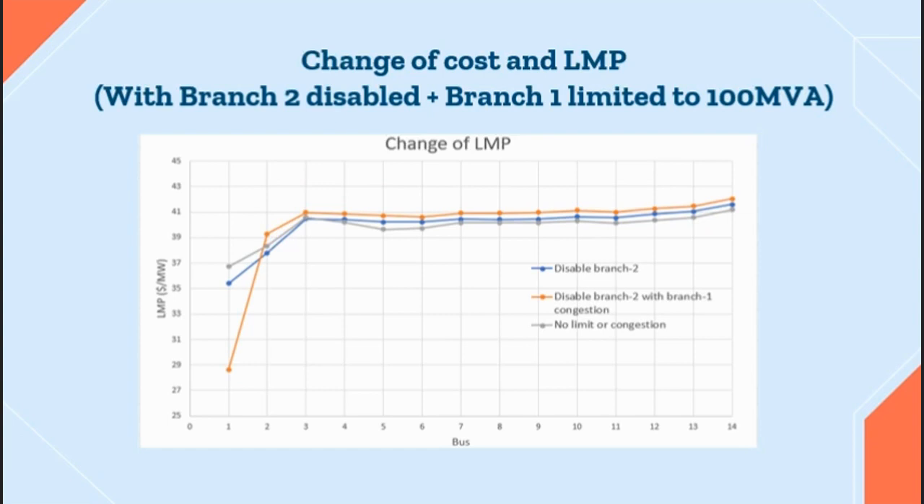Firstly, the total cost of this case is higher than the basic model. The generator at bus 1 is cheaper than the other generators, but disabling branch 2 causes congestion at bus 1. This limits the power flow from bus 1 to bus 2, and therefore generator 1 reduces generation. This reduced capacity must be taken up by other generators with higher costs, and as a result the total cost in this case is increased.